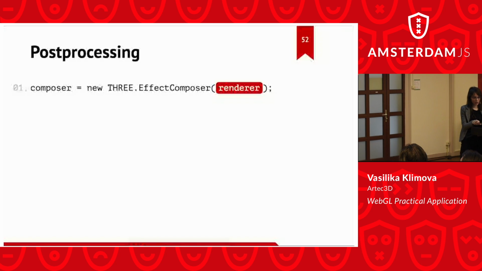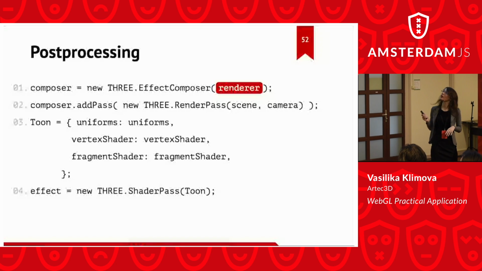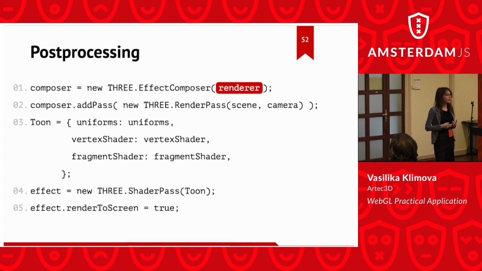And in Three.js, you can use EffectComposer for this effect. And you should pass the render to this object. And then you should write your shaders for this effect. It consists of Vertex and Fragment shaders, of course, and some variables here. And then you should pass this shader program to a ShaderPass object. And that's all. Then you can add these effects to your scene and set the value of the renderToScreen property to true. And you can see your effect on your scene.